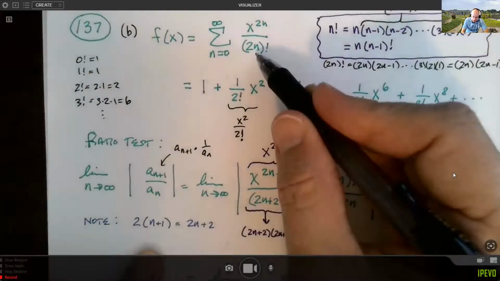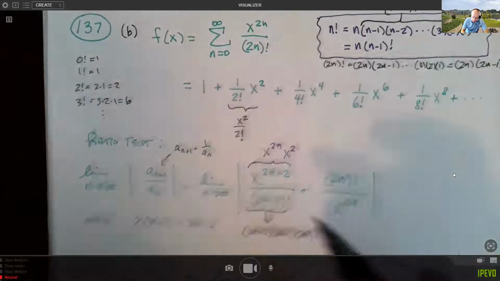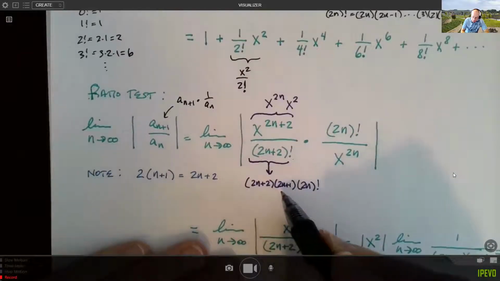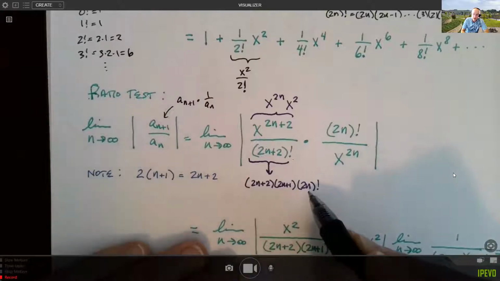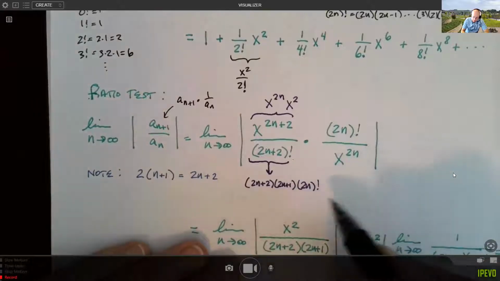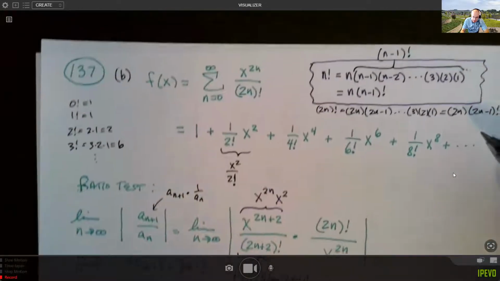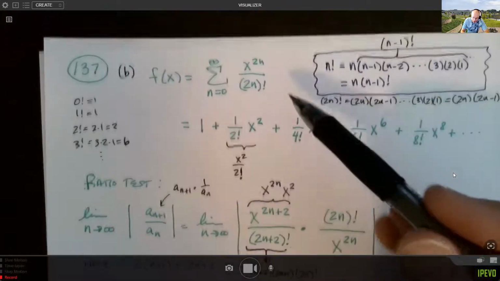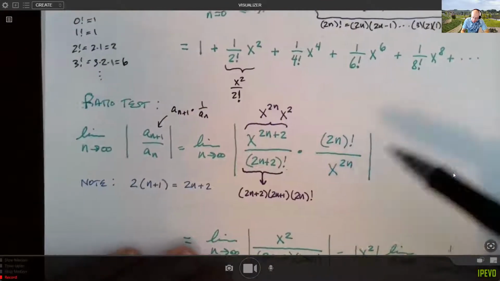If I replace n with n plus 1, I get 2n plus 2 quantity factorial. And notice 2n plus 2 quantity factorial is 2n plus 2 times 2n plus 1, which is 1 less than 2n plus 2. And then 1 less than 2n plus 1 would be 2n, and then we would continue 2n minus 1, 2n minus 2, and so on. But all the rest is 2n factorial. That's real important. That's making use of this idea that I have up here, times the reciprocal of a sub n. So I just do the reciprocal of this thing, 2n quantity factorial over x to the 2n.